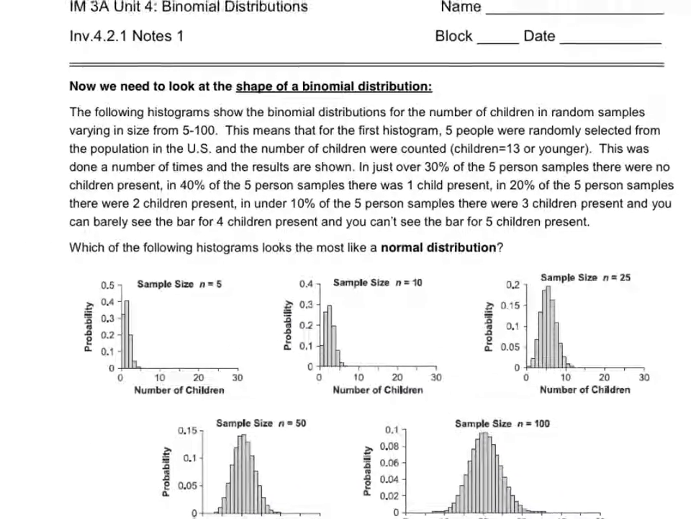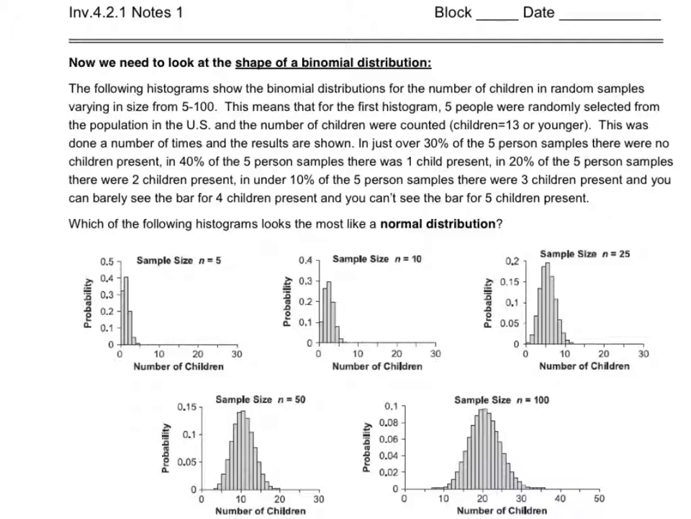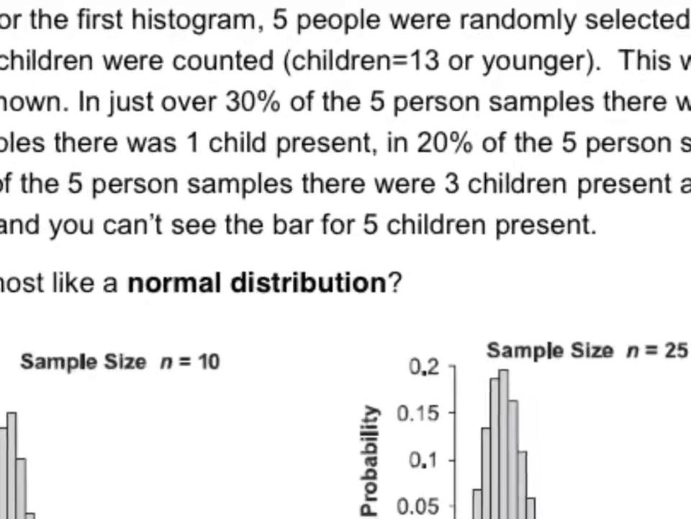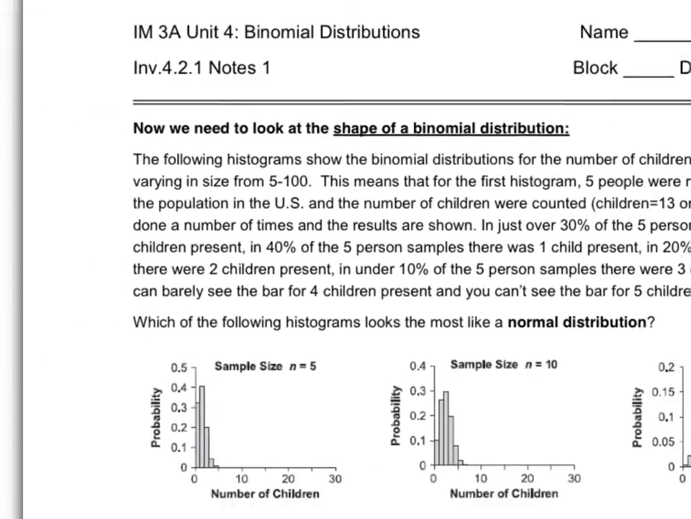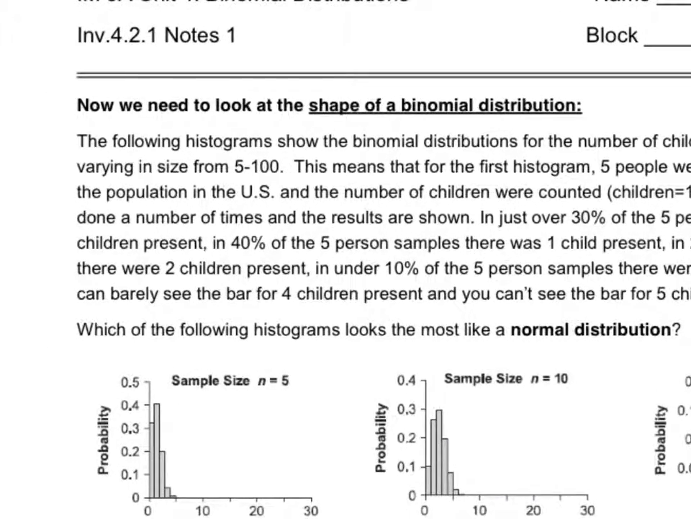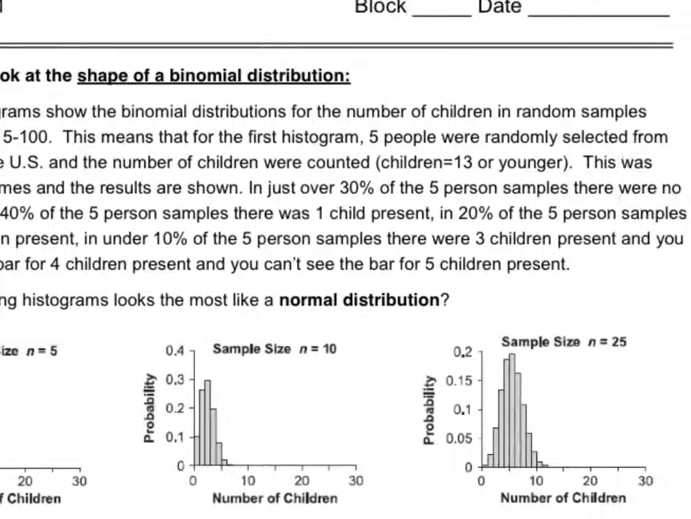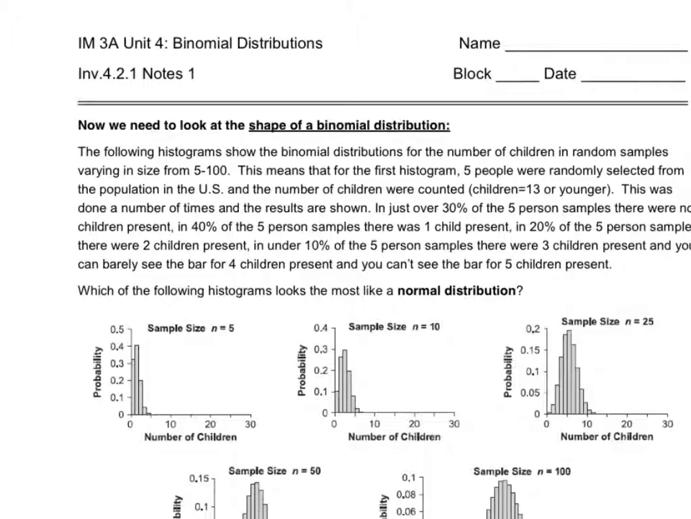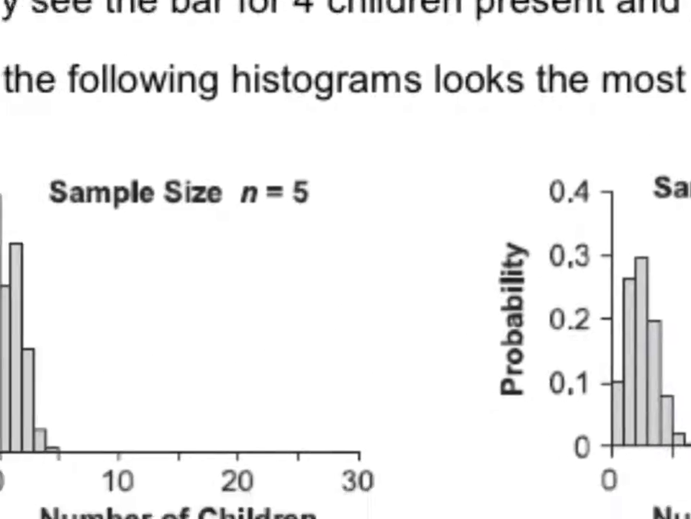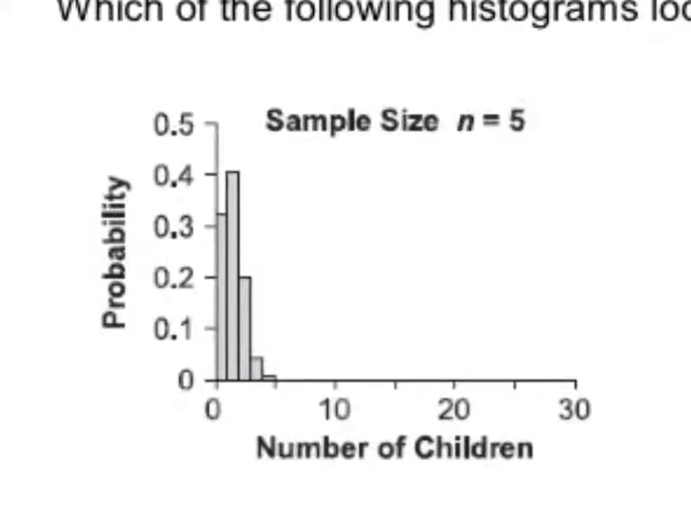So what this study was doing here is, suppose we were looking at 5 people randomly selected from the population in the U.S., and the number of children were counted, and I guess they're defining children as 13 years or younger. And when, say, 5 people were polled, they counted the number of children in that group.